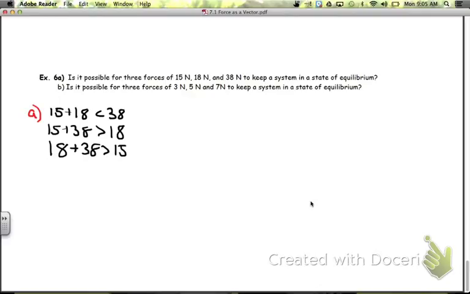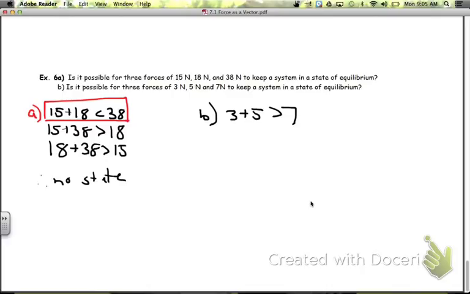Because of the first one, where 15 plus 18 is less than 38, there is no state of equilibrium. And then in B, let's do the same. We take our 3 plus 5, which is going to be greater than 7, our 5 plus 7, which is greater than 3, and our 3 plus 7, which is greater than 5. So therefore, there is a state of equilibrium.